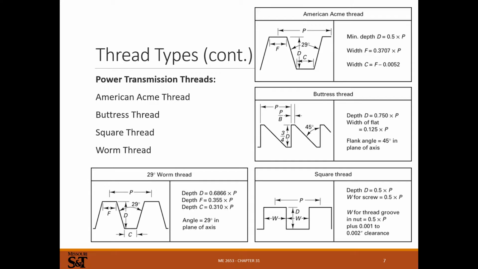Square thread's pretty common. Here's the 29-degree worm thread. I'm not sure of anything that's pretty close to Acme. You can see it's a little bit different, so that's something that if you didn't measure, you might confuse Acme and worm thread here. But Acme is fairly standard for power transmission. Square thread you see too, but again, buttress thread's pretty rare. I would say I haven't seen it anywhere.